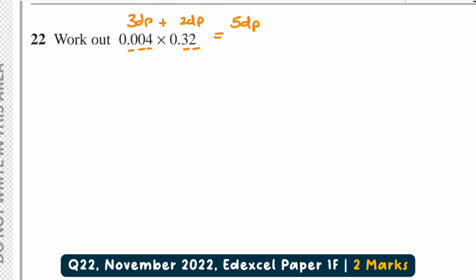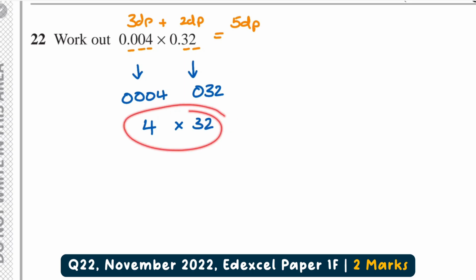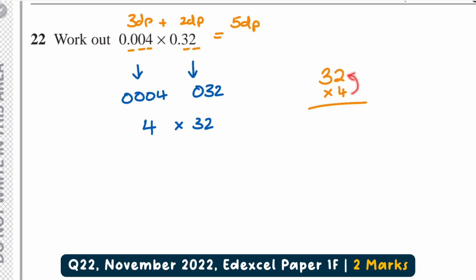Now step 2, we're going to remove the decimal points and multiply our numbers. So if we take out the decimal point here, we're left with 0004, which is basically just 4. And if we take out the decimal point here, we're left with 032, which is the same as 32. Now we need to multiply these numbers together. You can use whichever method you like, but I'll be using the column method. 32 times 4. 4 times 2 is 8, and 4 times 3 is 12, which means 4 times 32 is 128.